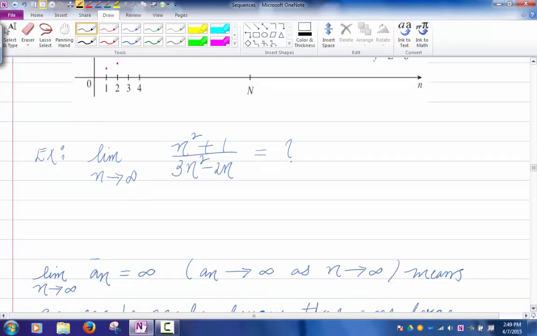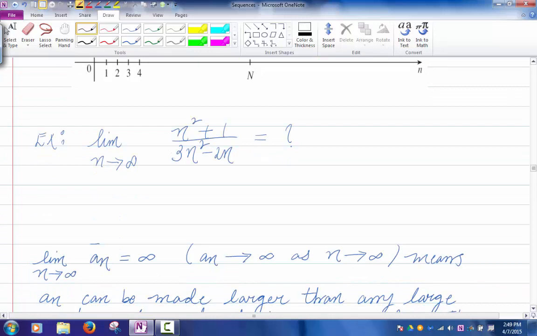However, we are not going to use the definition to compute limits, of course. Let's make life a little bit easier. How do I compute this limit here? To compute this limit, first of all, I'm going to do it without using L'Hopital's rule. Then I'm going to talk about how to use L'Hopital's rule for a sequence.